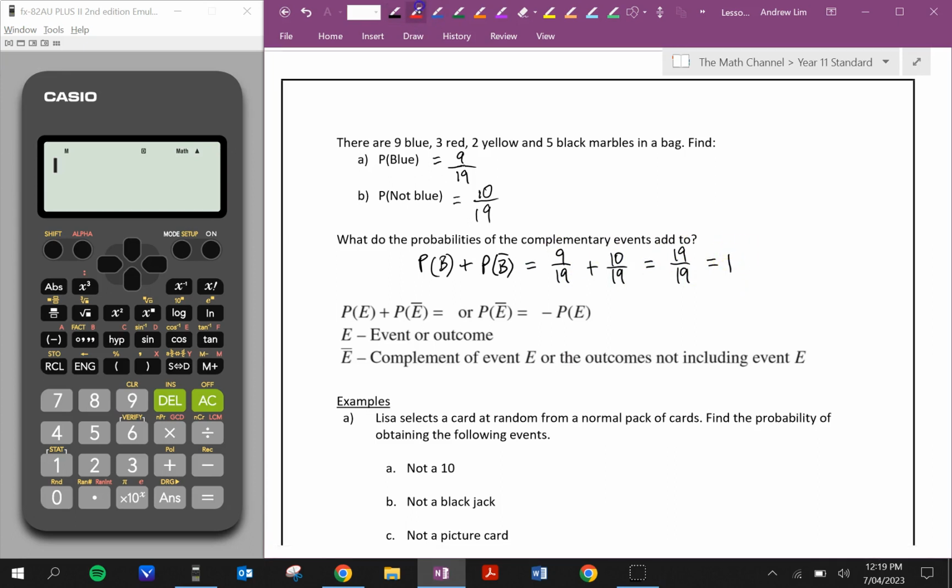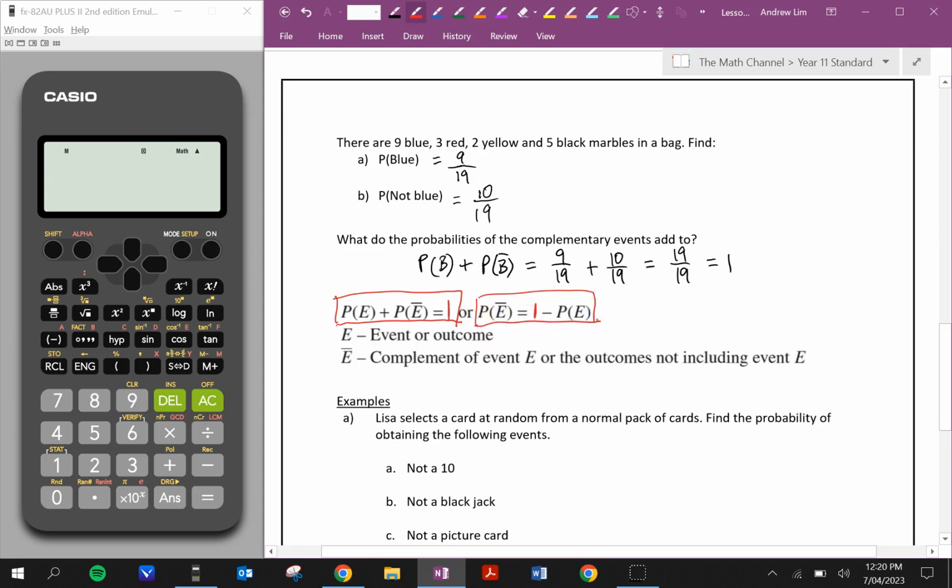So there are pretty much two main formulas that we will get out of this. The first is the sum of the two complementary events will add to 1. So that's one of them. Or the complementary event is equal to 1 minus the event.